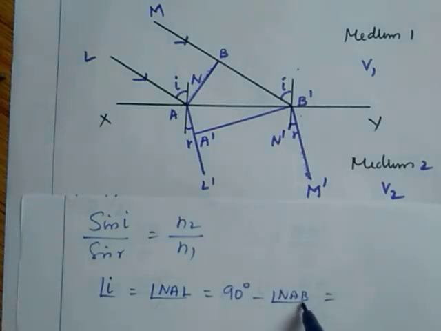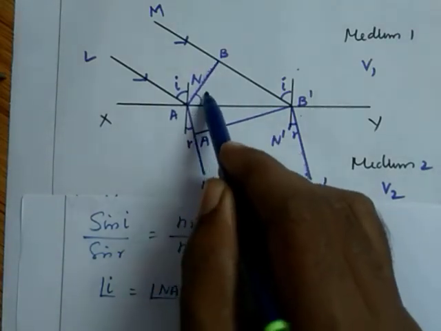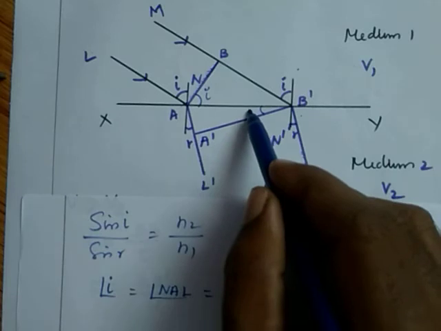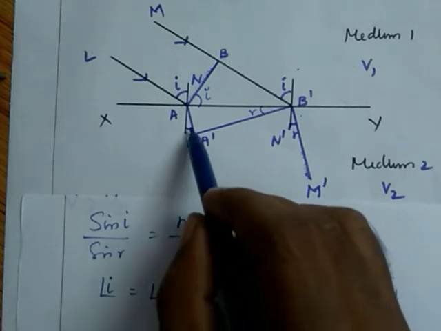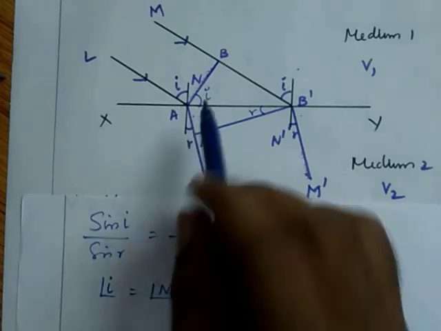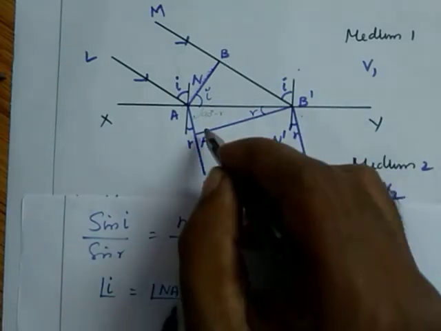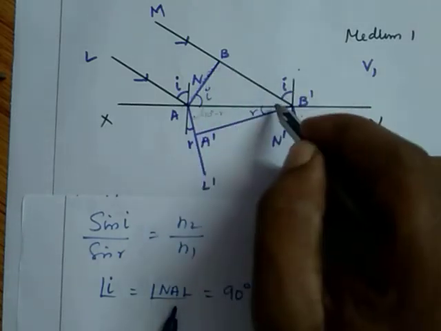Angle NAB is equal to angle BAB'. I already told that the angle between the incident wavefront and the surface is known as the angle of incidence, and the angle between the refracted wavefront and the surface is known as the angle of refraction. This we can indicate like this: here it is r, then this is 90 minus r. Here this is 90 degrees, so we can say this one is r. Here also it is 90 degrees, this is 90 minus i.